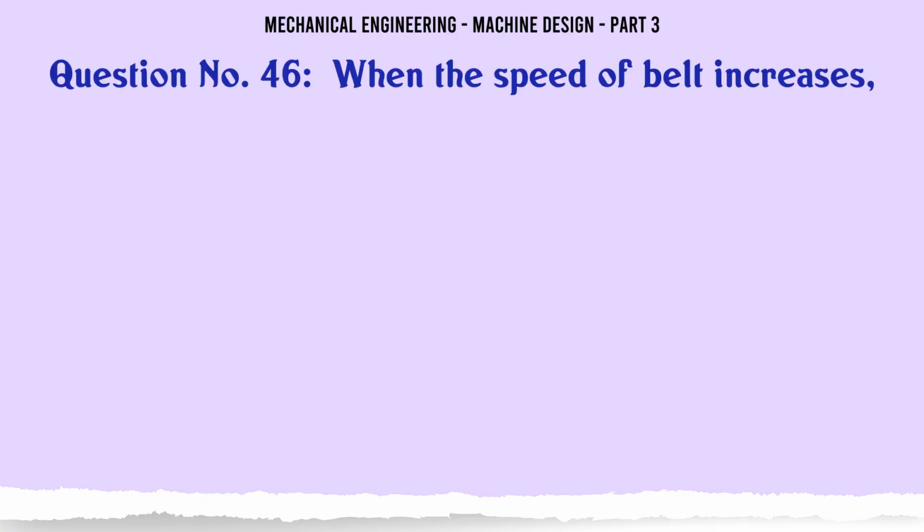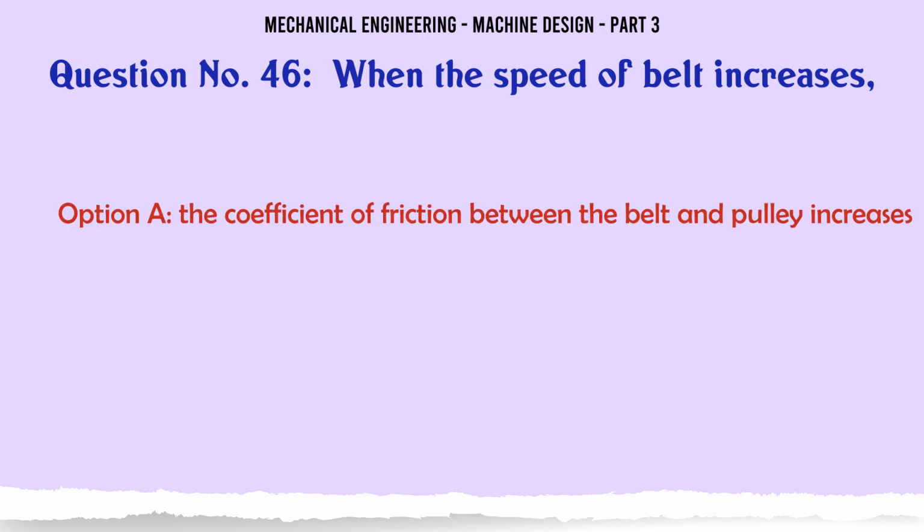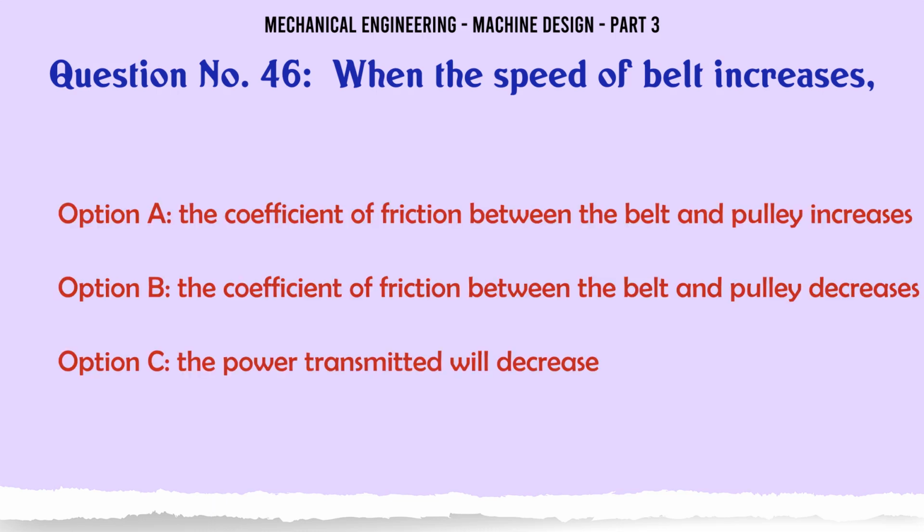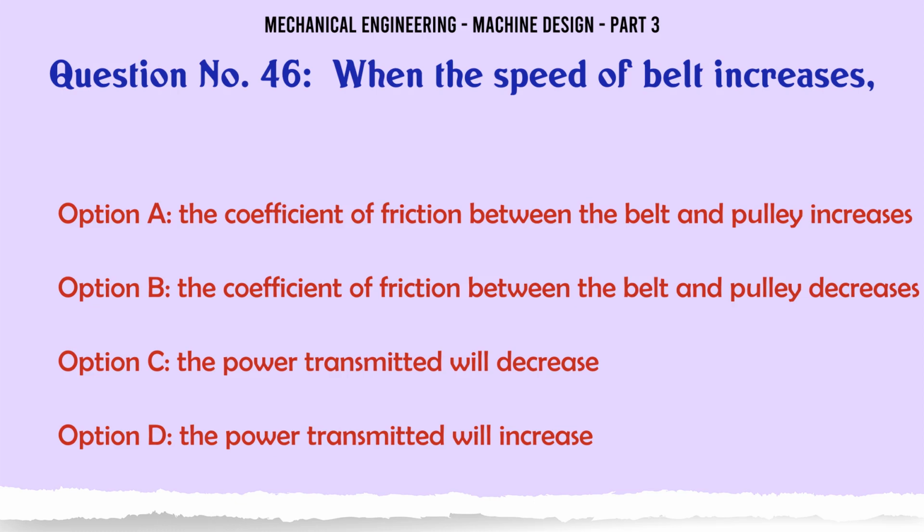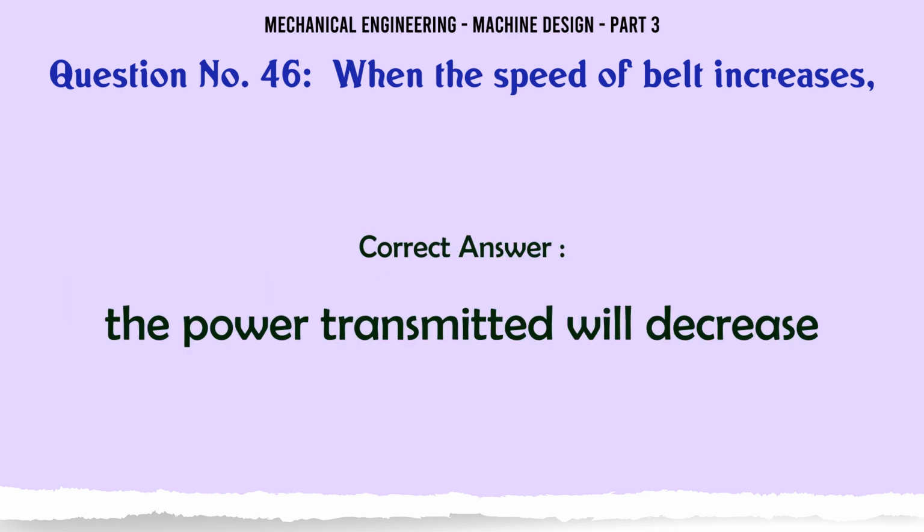When the speed of belt increases, A. The coefficient of friction between the belt and pulley increases. B. The coefficient of friction between the belt and pulley decreases. C. The power transmitted will decrease. D. The power transmitted will increase. The correct answer is the power transmitted will decrease.